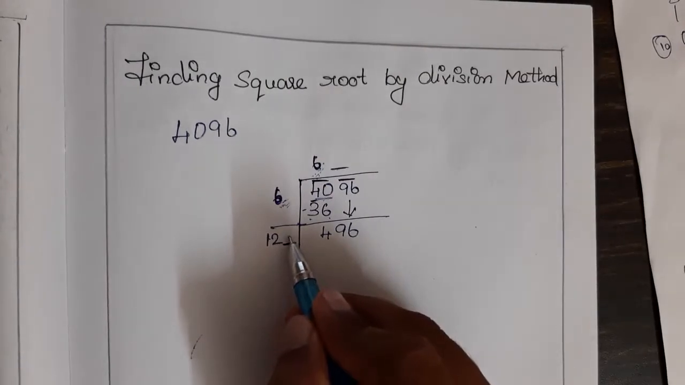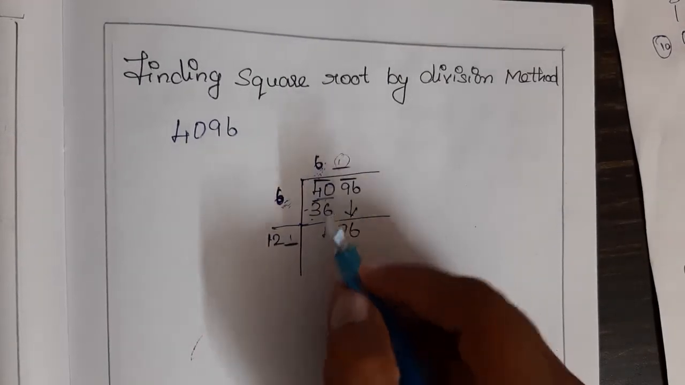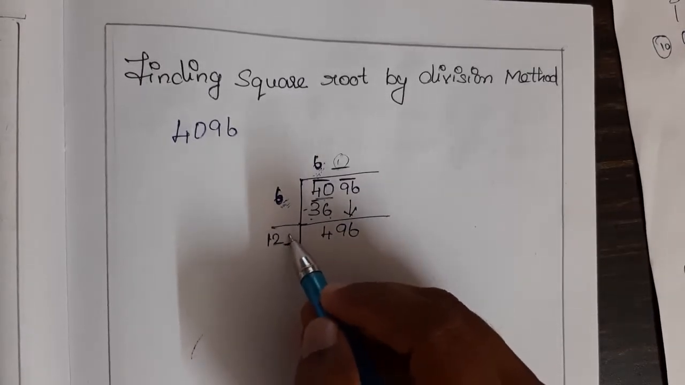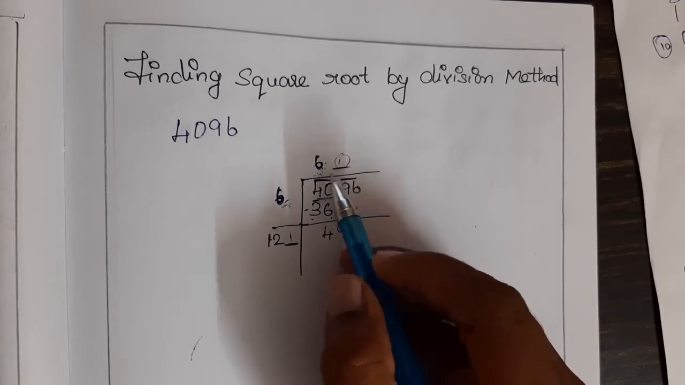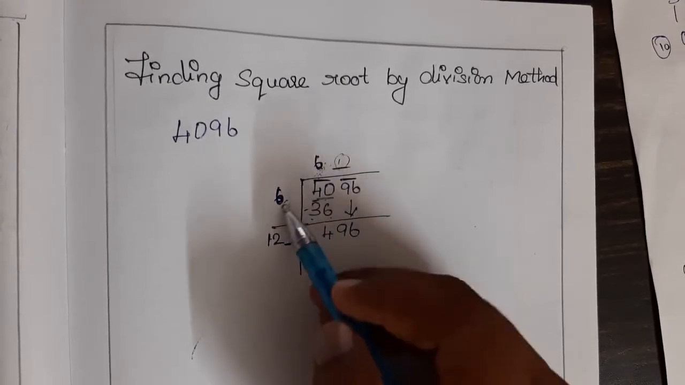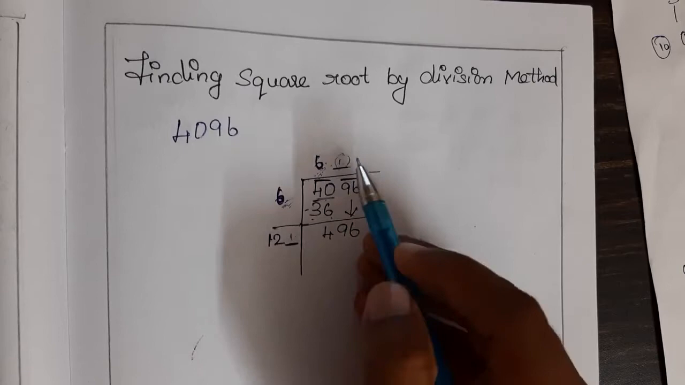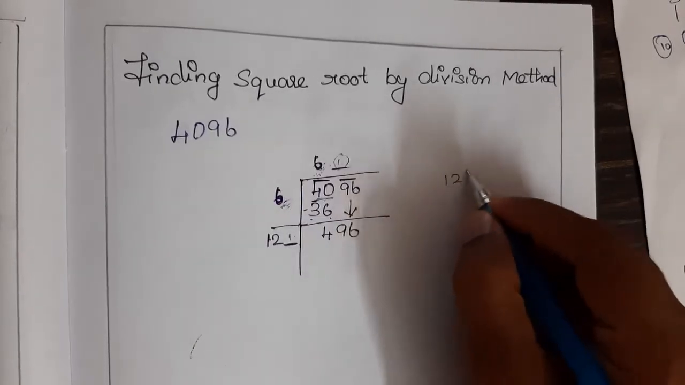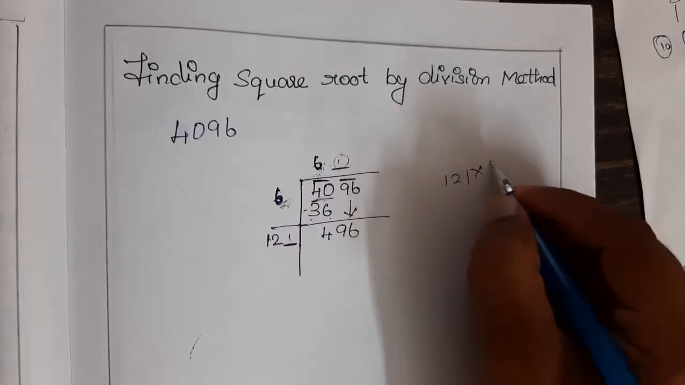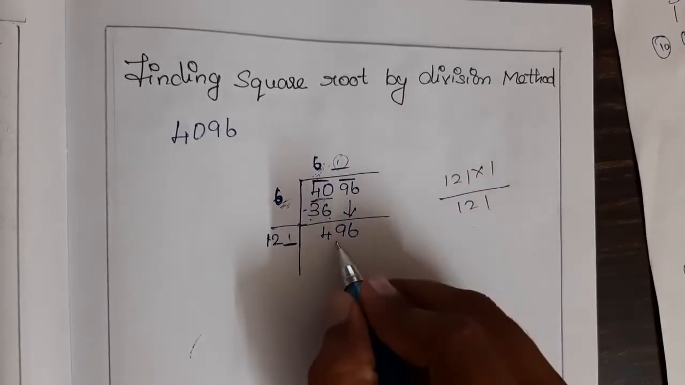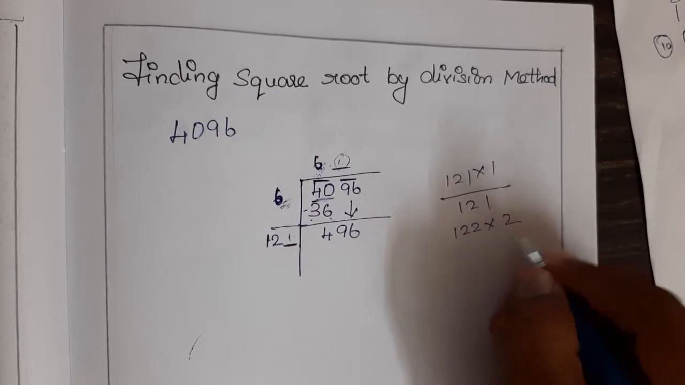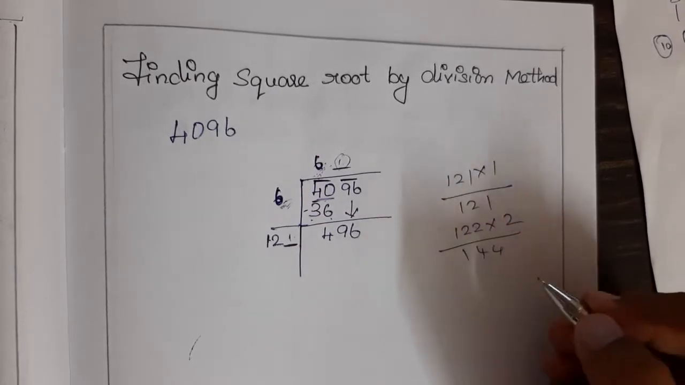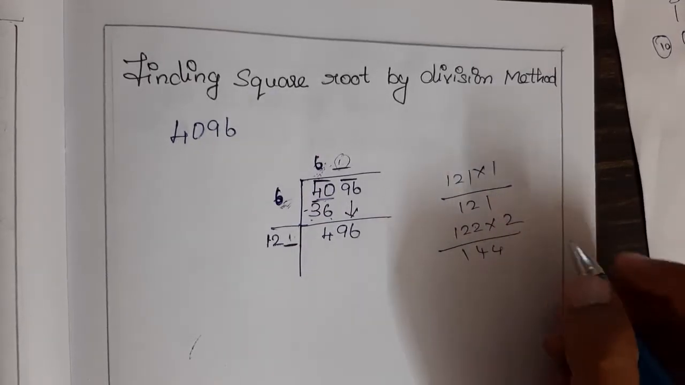So we have to write one number here and here, and with this number you have to multiply the whole number. For example, if you put 1 here and here, both should be the same. Remember that the divisor digit and the quotient digit you are writing should be the same in each step. So if you put 1, 121 will be there, which is not satisfied, right? So let me put 2. So 122 into 2 is 244. Again, it's not satisfied, right?